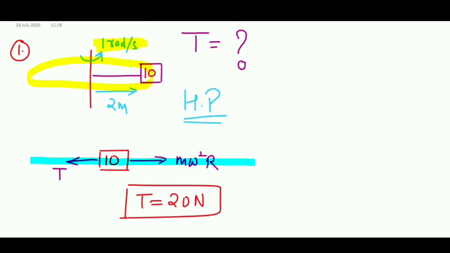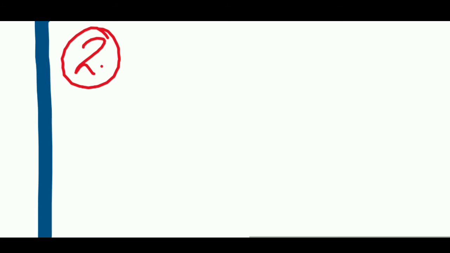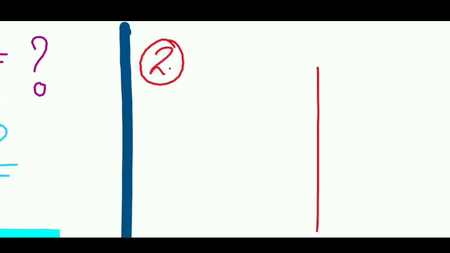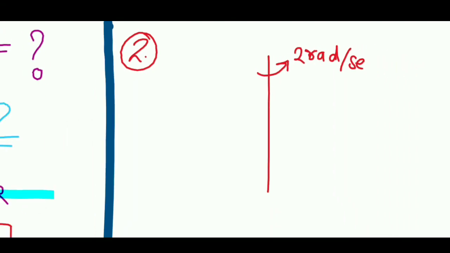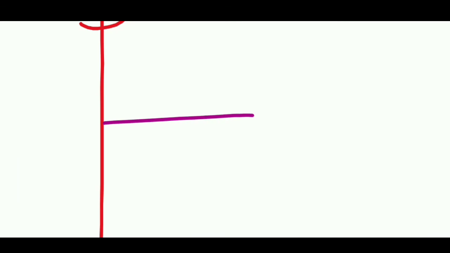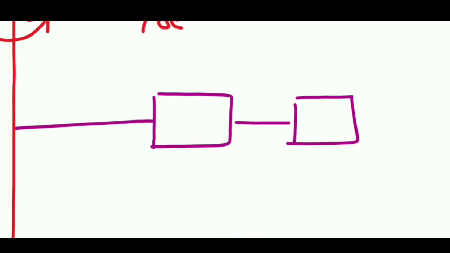Let's try the next question. The next question is also similar. In this next question also we have an erect rod, and this time the rod is moving with an angular velocity of 2 radians per second. Over here also we have attached blocks, but this time we have attached two blocks, one after the other. First block take it as 5 kg, second block take it as 10 kg.